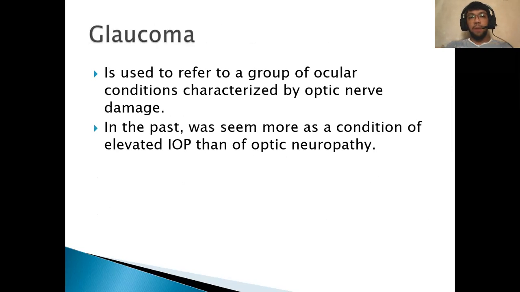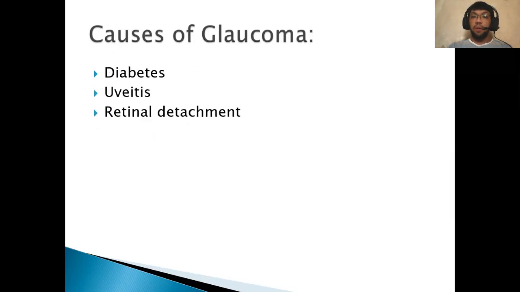Now we go to glaucoma. It is used to refer to a group of ocular conditions characterized by optic nerve damage. In the past, it was seen more as a condition of elevated intraocular pressure, IOP meaning intraocular pressure, than optic neuropathy. So here, the optic nerve is already being damaged in glaucoma.